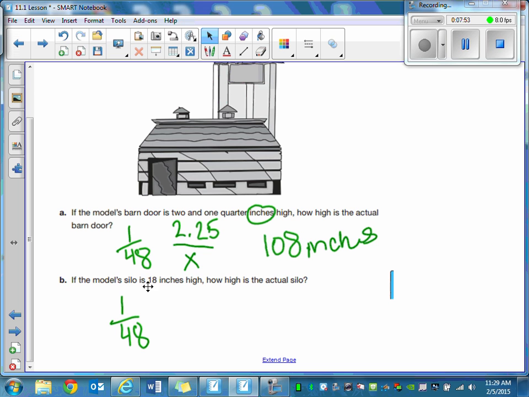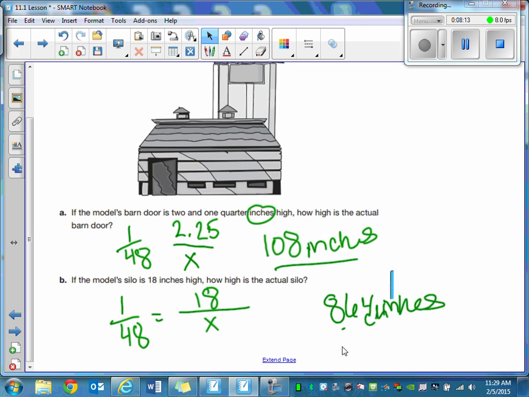Okay, and then if the model's silo is 18 inches high, how high is the actual silo? Well, the model size is 18 inches high. Cross multiply, 48 times 18 is 864 inches. Sorry. You guys probably think I'm crazy.